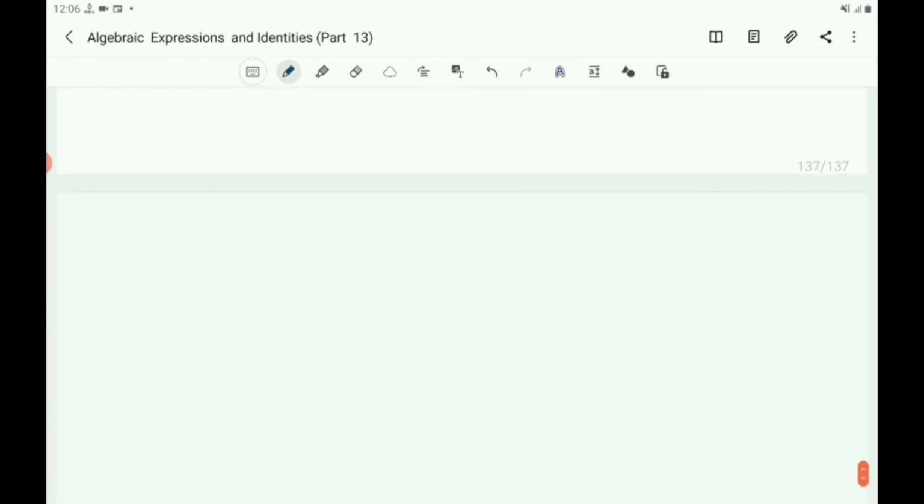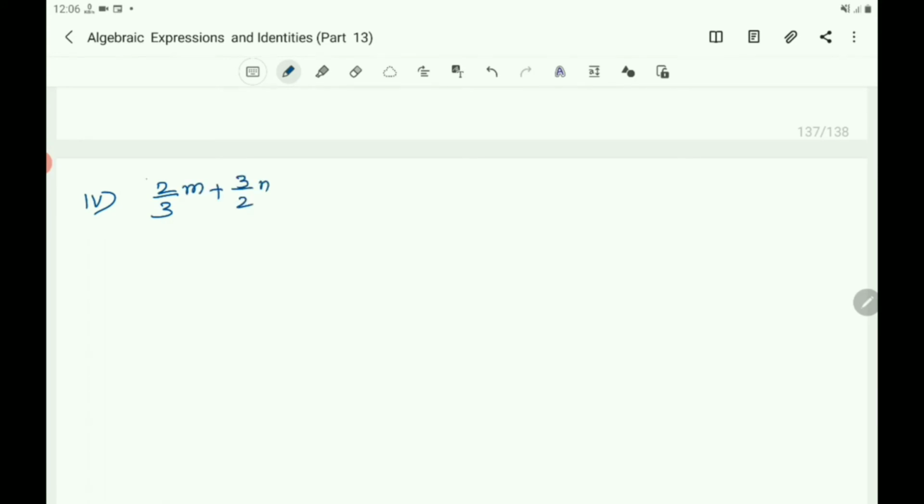Then you take the fourth one. Fourth one is 2 by 3 m plus 3 by 2 n whole power 2. And for this square also you can use the identity a plus b the whole square. It is in the form of a plus b the whole square. A plus b whole square equals a square plus 2ab plus b square.